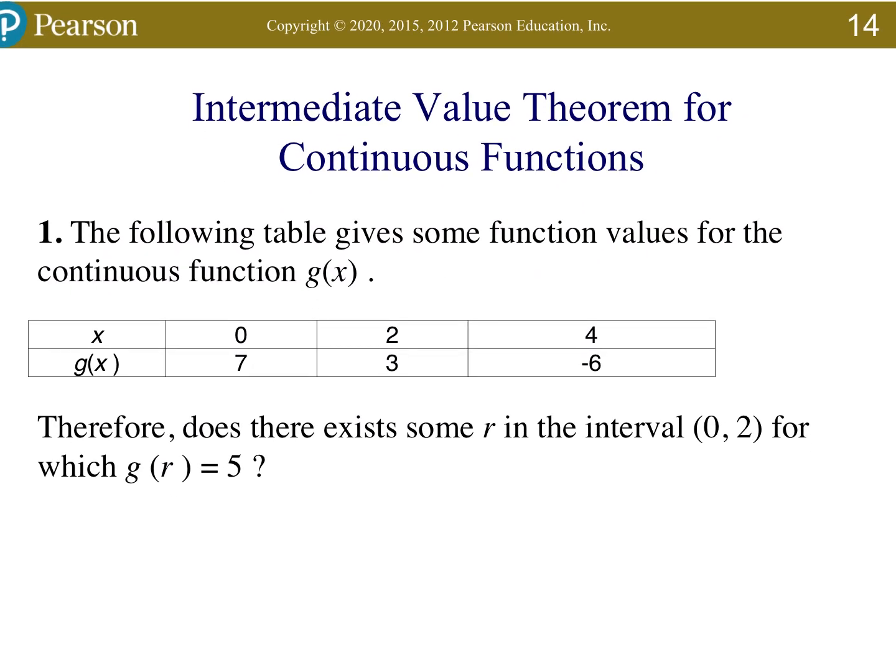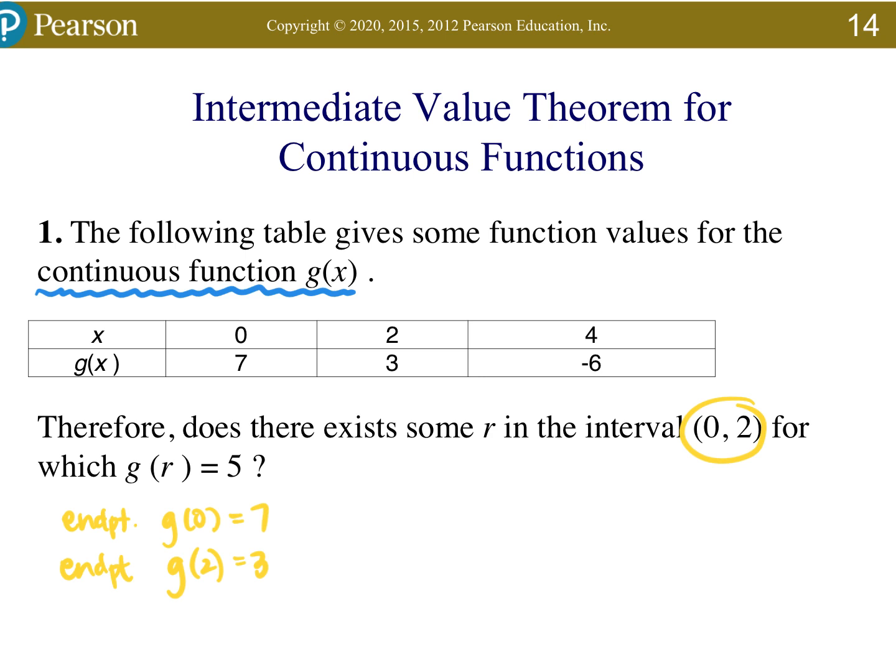All right, so let's take a look at a sample problem that would be pulled from an FRQ or an AP question. We're given the key that we're working with a continuous function. The function is g of x. The question is asking us about the interval from 0 to 2. So we want to look at the endpoints. g of 0 is 7, and g of 2 is 3. So we are guaranteed that every value will exist between 3 and 7.